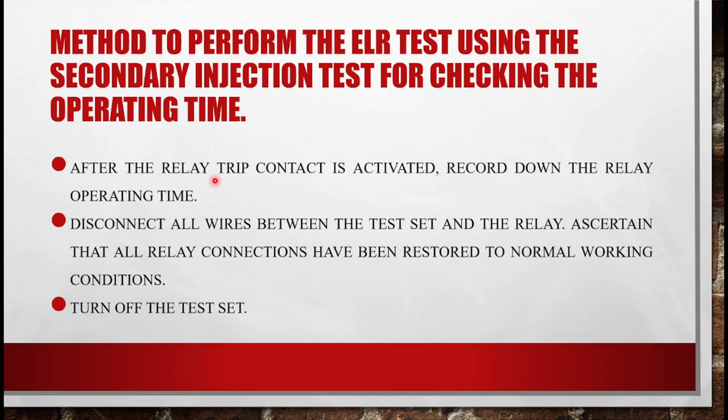And after the relay trip contact is activated, record down the relay operating time. Disconnect all wires between the test set and the relay, and ascertain that all relay connections have been restored to the normal working condition. Finally, we turn off the test set.